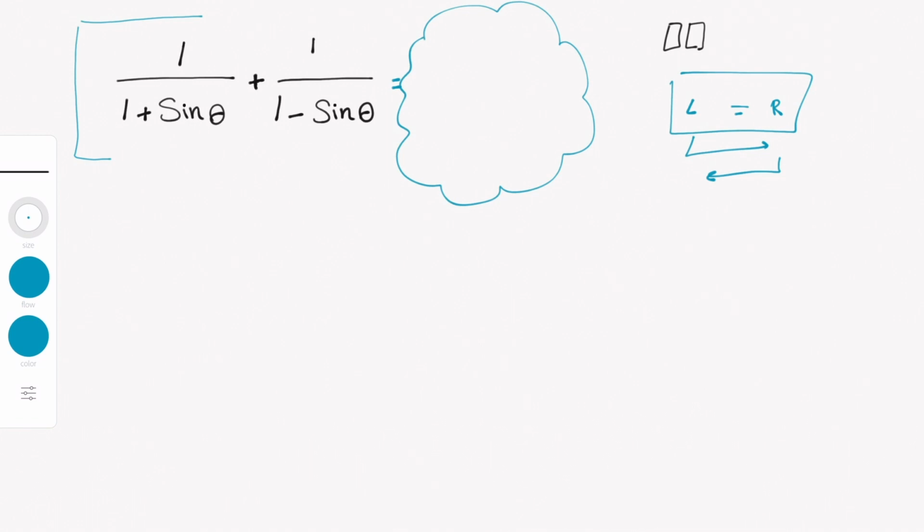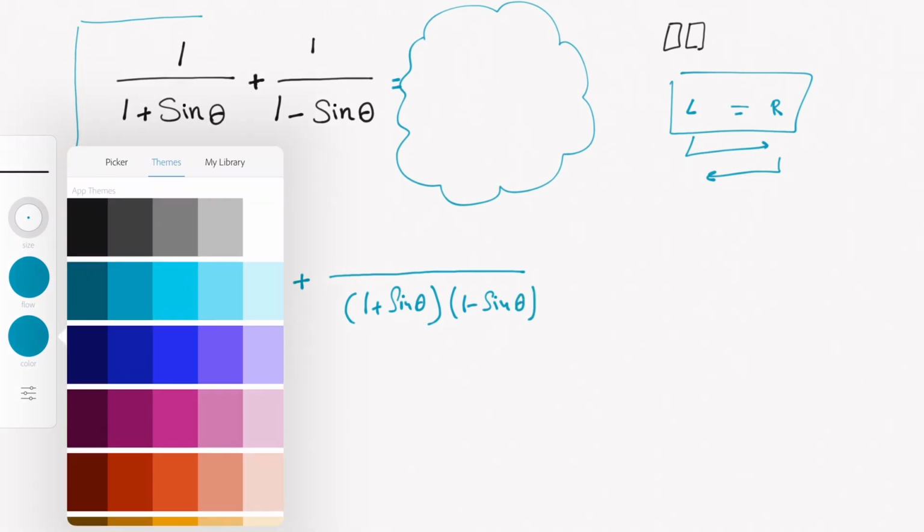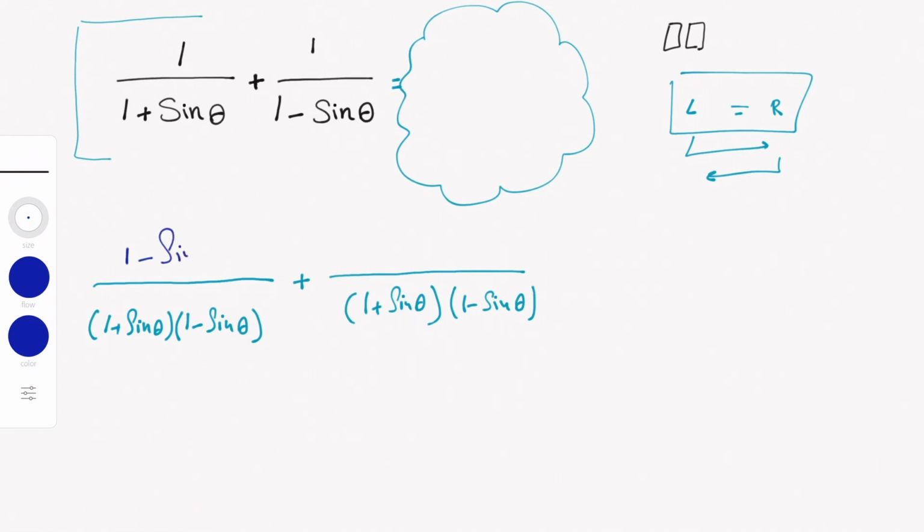The best thing we can do is find a common denominator, which between 1 plus sine theta and 1 minus sine theta will be 1 plus sine theta multiplied by 1 minus sine of theta. On the first fraction, we're going to have 1 minus sine theta, and on this one we're going to have 1 plus sine theta, because I multiply this by 1 minus sine theta, and multiply this one by 1 plus sine theta.